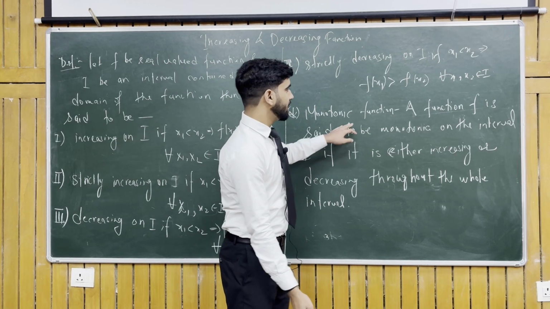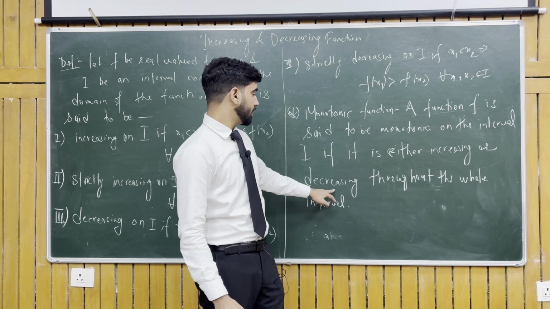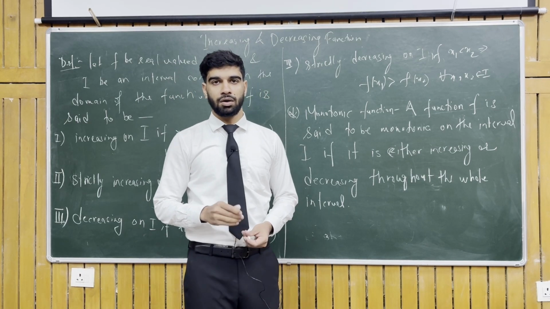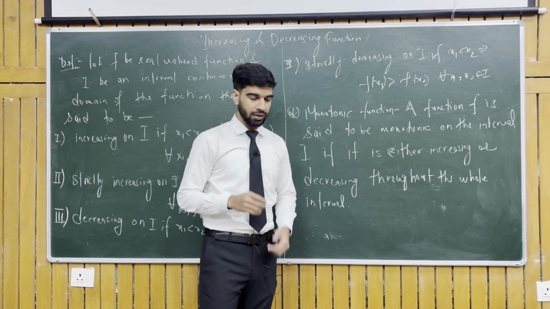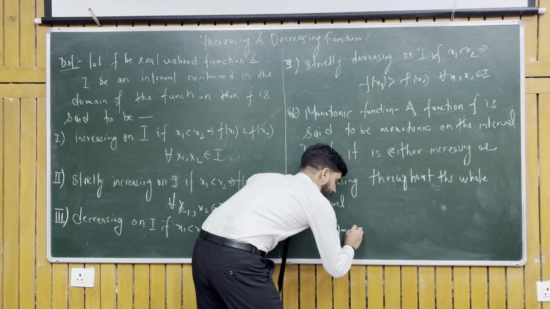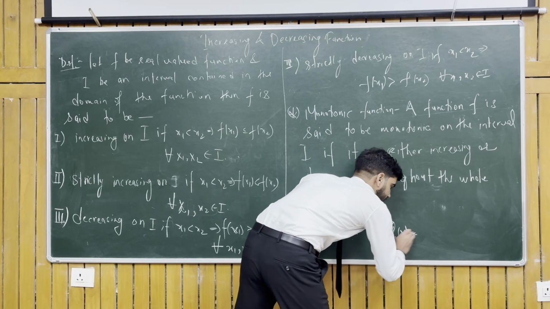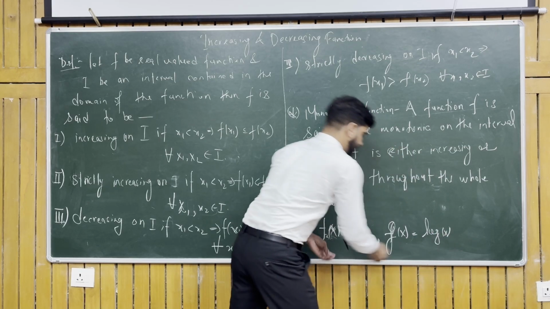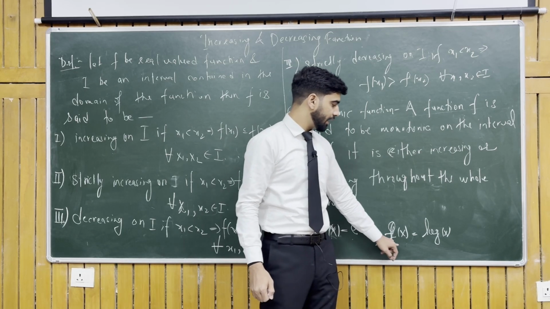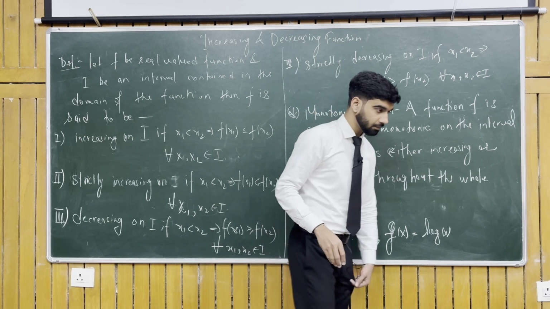What is monotonic function? A function f is said to be monotonic on the interval I if it is either increasing or it is decreasing throughout the whole interval. Means if the function has the same behavior through the whole interval, then we can say that the function is monotonic function. For example, we know that the exponential function e raised to x and the function g(x) equal to log x, both these functions increase in their domain, so these functions are monotonic functions.